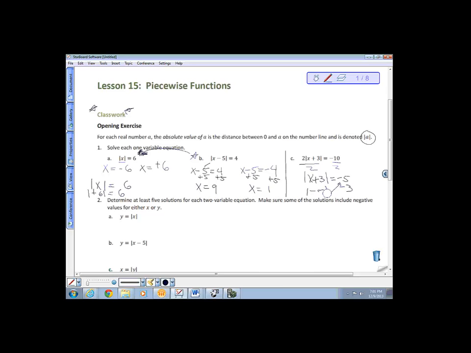It's 5. So there is no solution for letter C. No solution. You can't have a negative absolute value, unless you ever had something like this. Negative, let's just say x plus 3 equals -10 there.